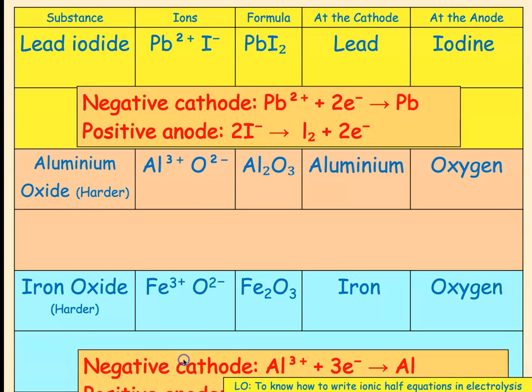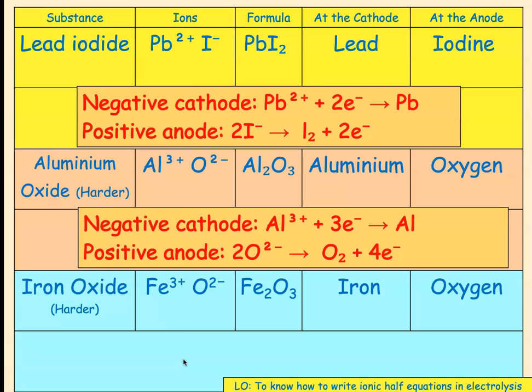At the cathode, we've got 3 electrons being added to the Al3+, which will give us Al. But at the anode, just like with the group 7 elements, oxygen also goes round as molecules. So we need 2 of them to make an O2. But as each oxide ion has 2 electrons, then 2 times 2- will give us 4 electrons that we're donating to the anode.